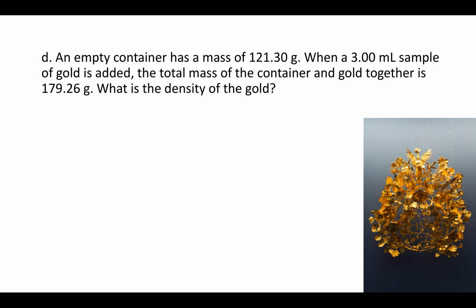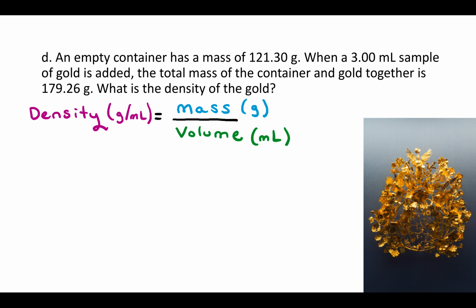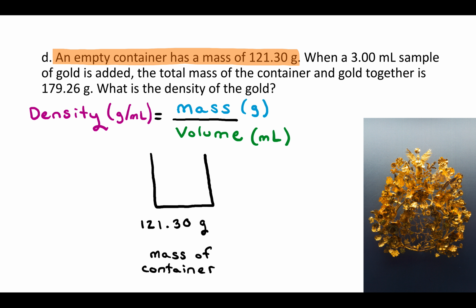Now here it says an empty container has a mass of 121.3 grams. So when we use this equation, we are going to want to do that just for the gold. That's not going to include the empty container. The empty container has 121.30 grams. But we're not going to take that mass and plug it into that formula, because it's not the gold.